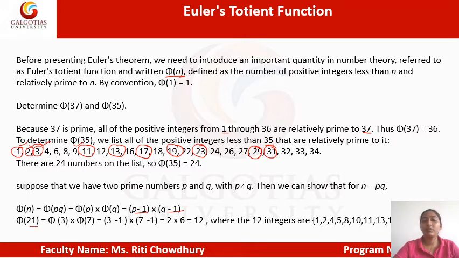Suppose we want it for 21. What we will write is the multiplication of 3 and 7. So we can directly write it as 3 minus 1 and 7 minus 1. For 3 minus 1, that is 2. In 3 also there are two co-prime numbers, 1 and 2, which are co-prime to 3. Likewise here you will find 6, and the result will be 12.